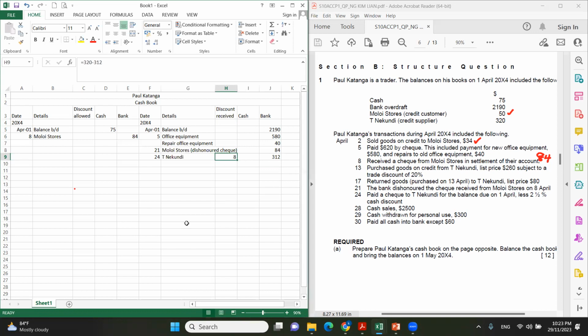Next is that cash sales. We receive the money, so we put it into the debit side. Always remember, debit is receiving the money. So we can put the sales, or you put the cash sales also fine. So in here, 2000 fine.